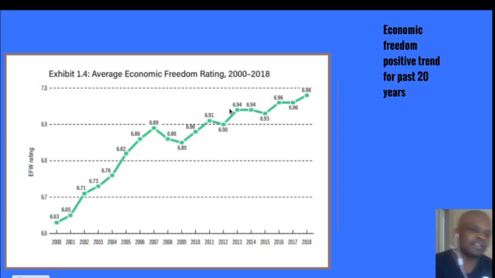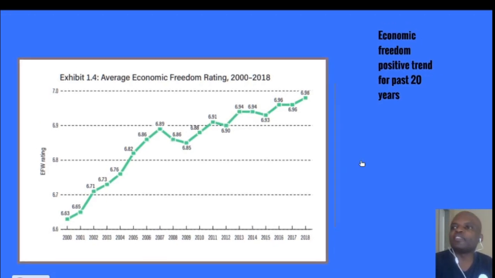And I think the main reason for that is simply that the empirical evidence is in. I think it's no longer in doubt, except to the most stubborn people, that economic freedom produces all of these benefits.